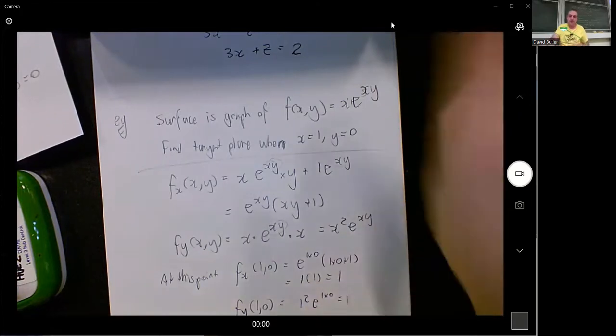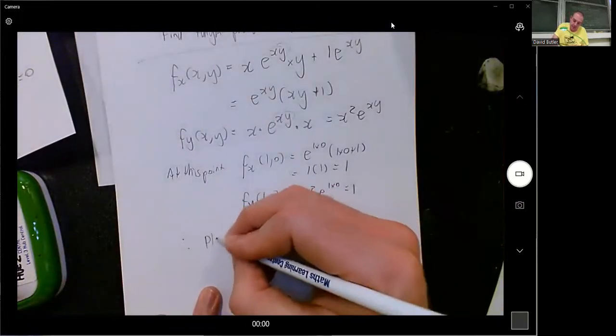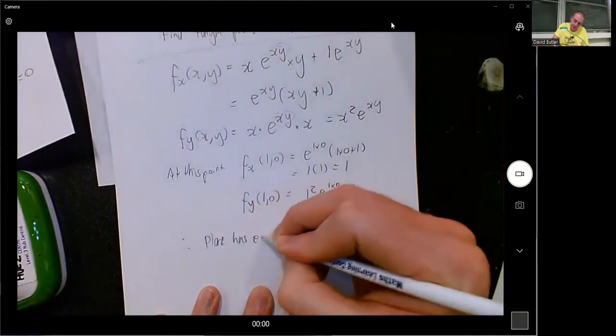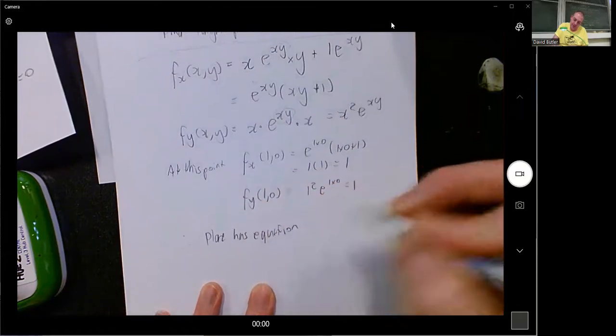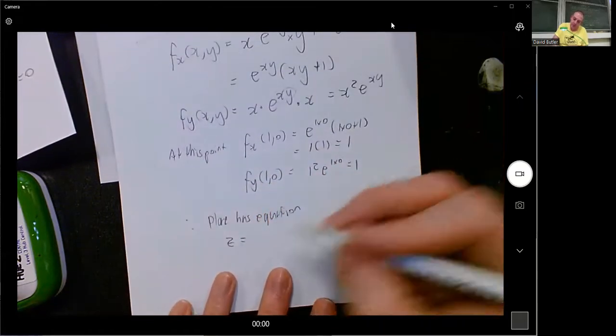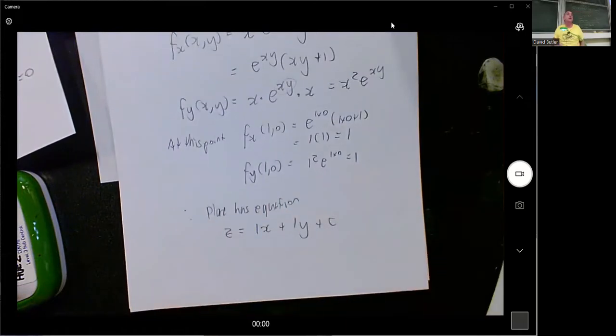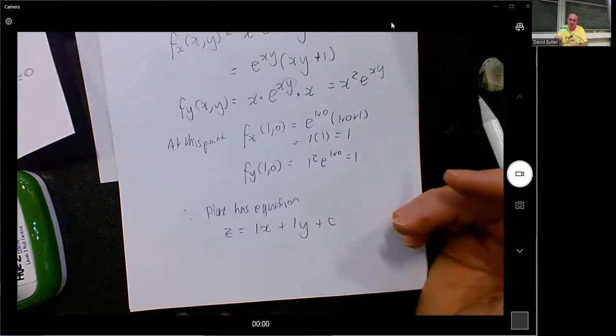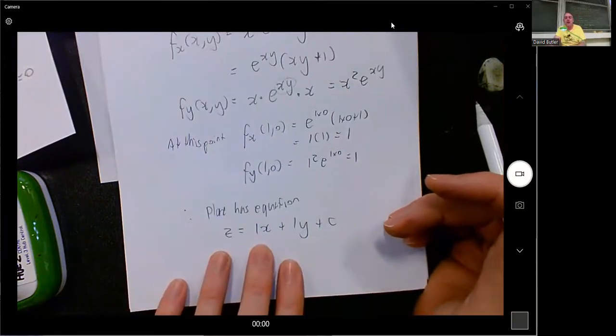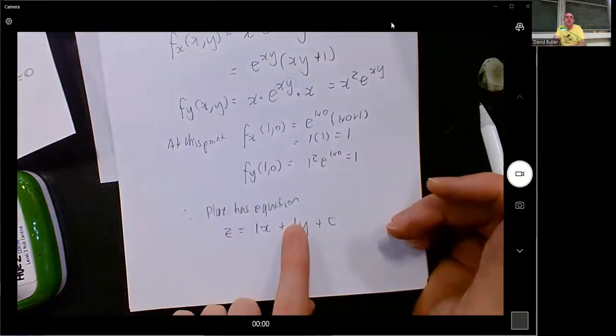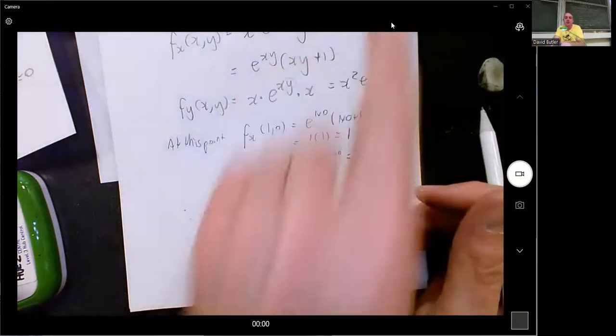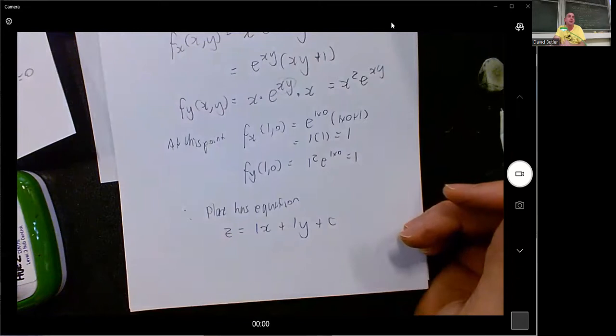And so therefore, the plane has equation z equals 1x plus 1y plus c for some c. But I don't know what the c is. And so I need to sub in this point to figure that out, and also sub it into this so that it has the correct z value at this spot.